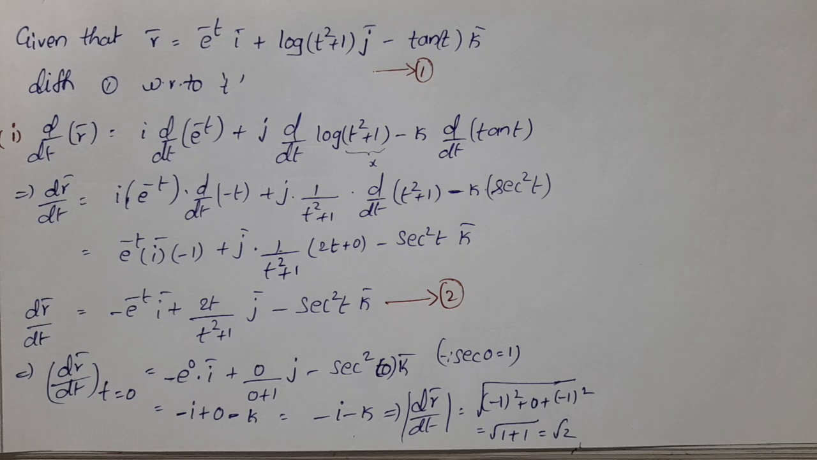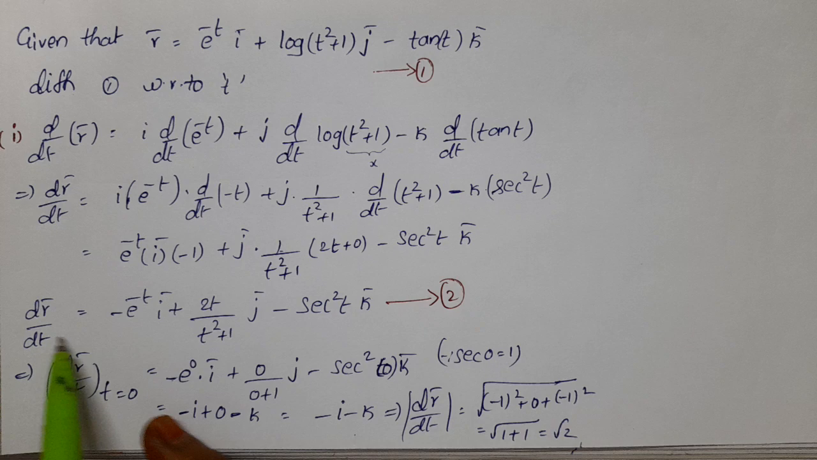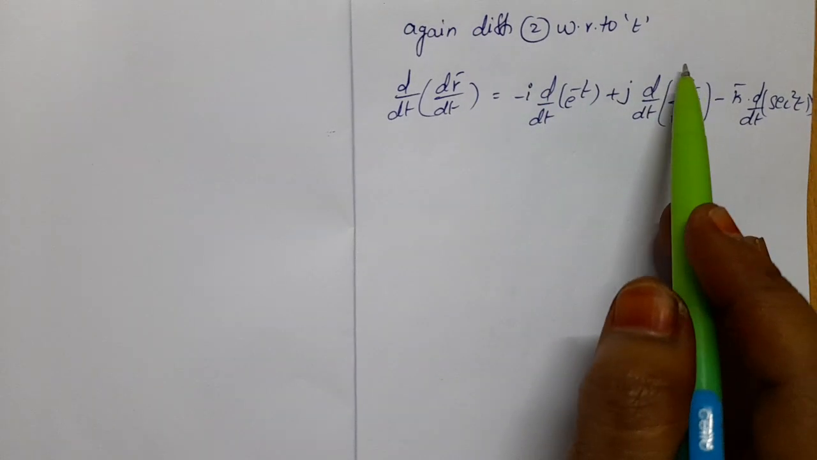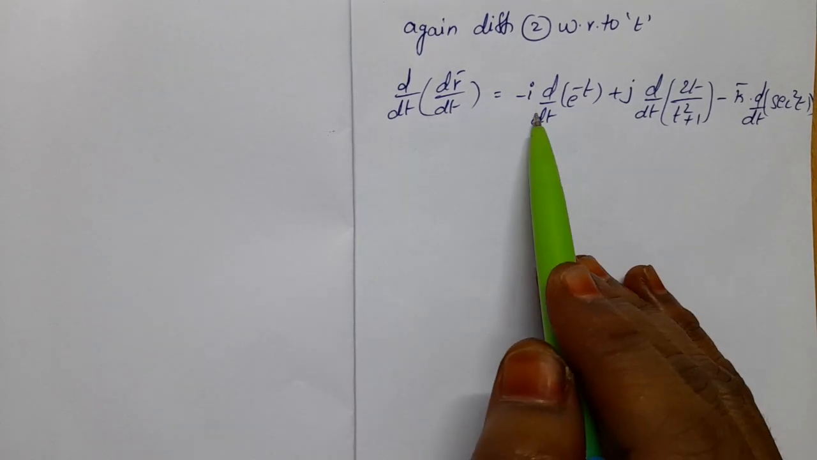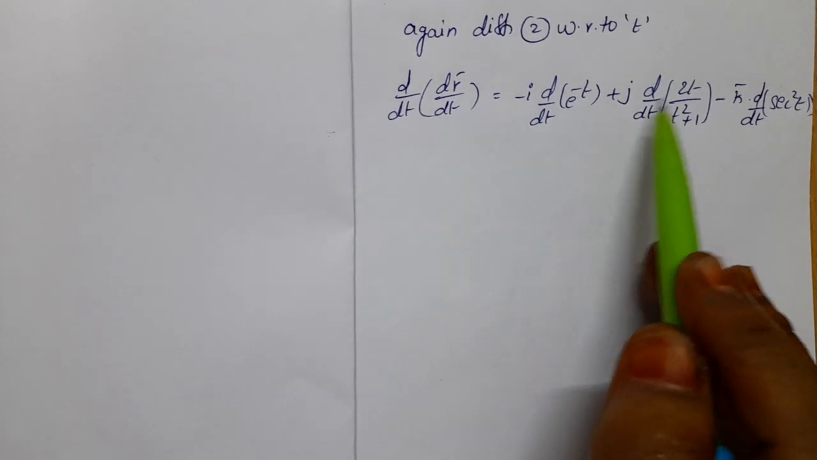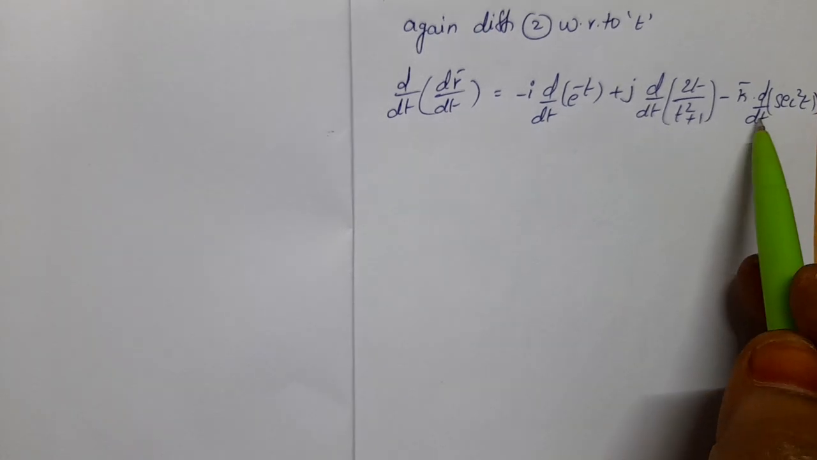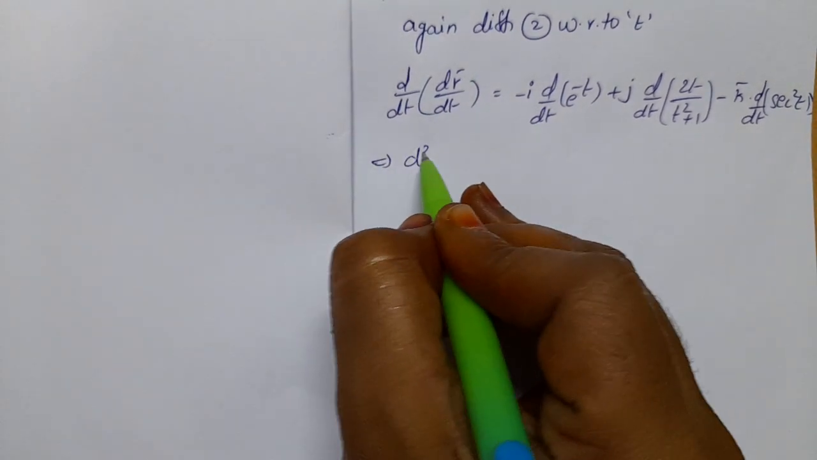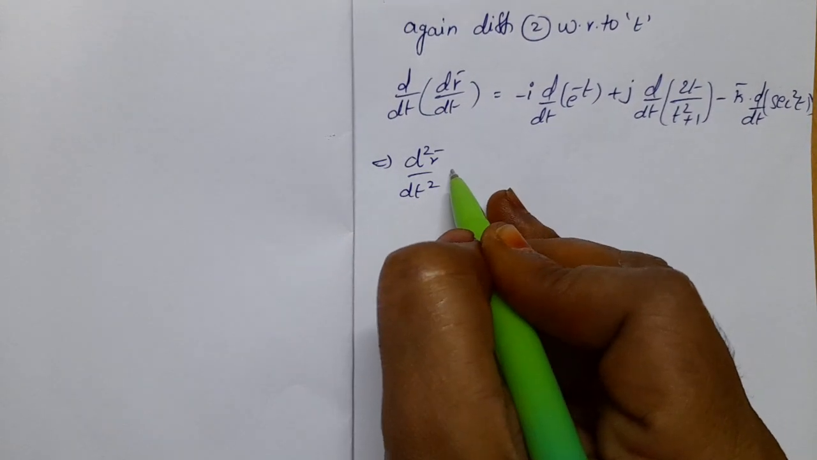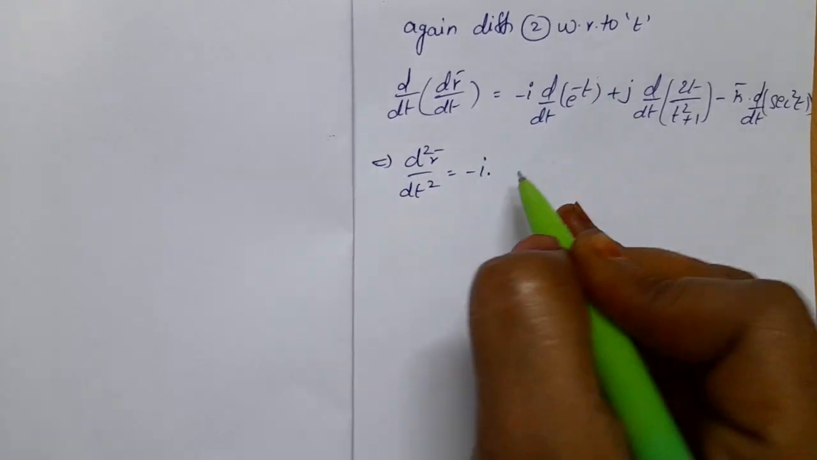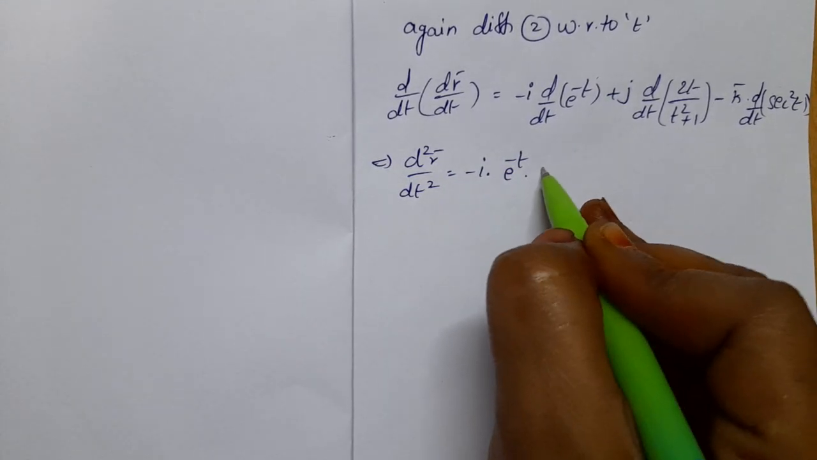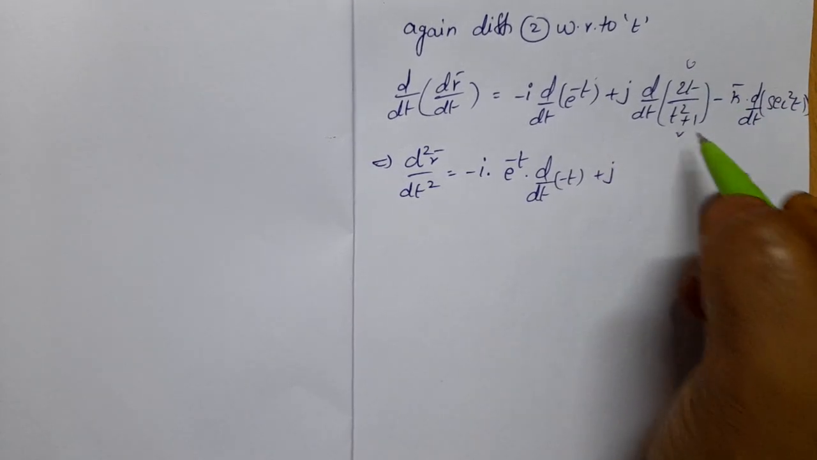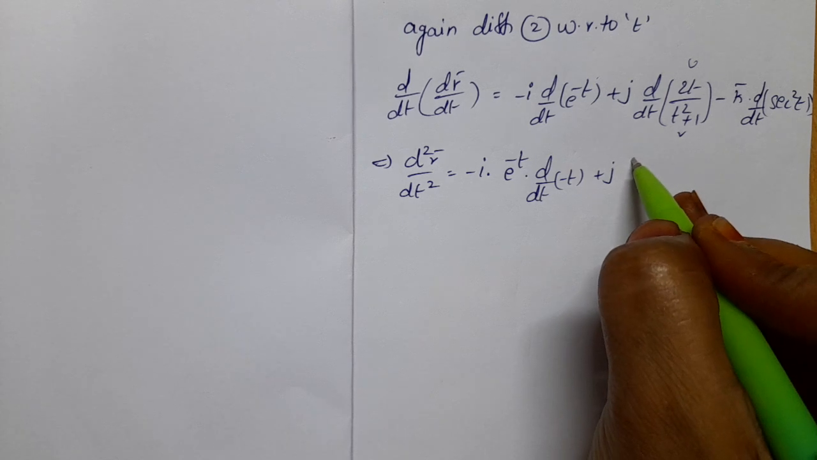Now d square r bar by dt square. For that, again differentiating this dr by dt. Again differentiating, the derivative of dr by dt equals minus i times the derivative of e power minus t, plus j times the derivative of 2t by t square plus 1, minus k times the derivative of secant square t. This is d square r bar by dt square. The derivative of e power minus t is e power minus t into the derivative of minus t. Plus j, this is in the form of u by v, so we can apply the u by v formula.